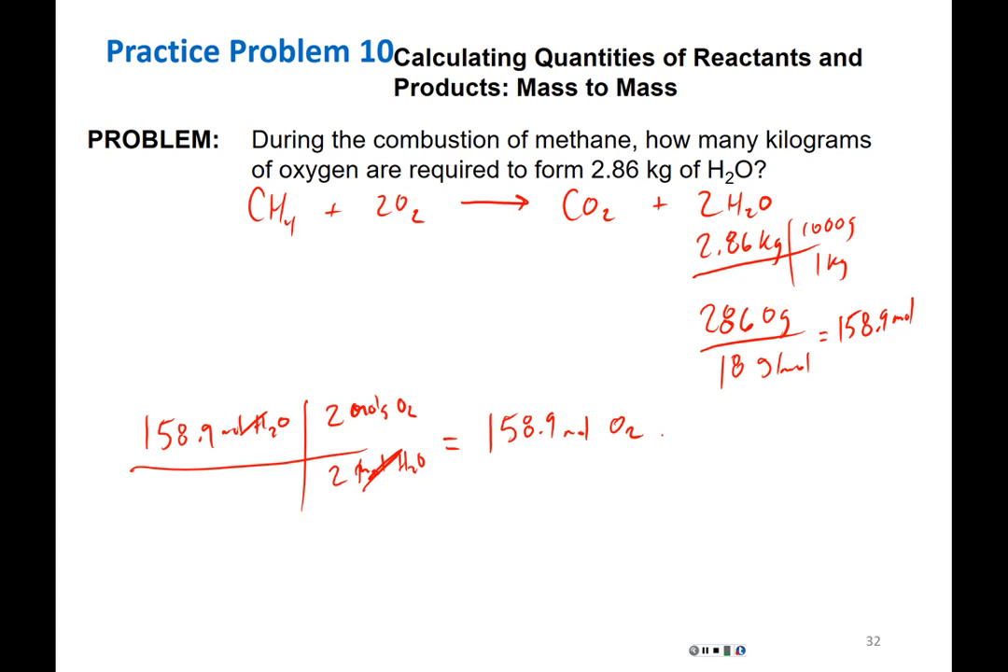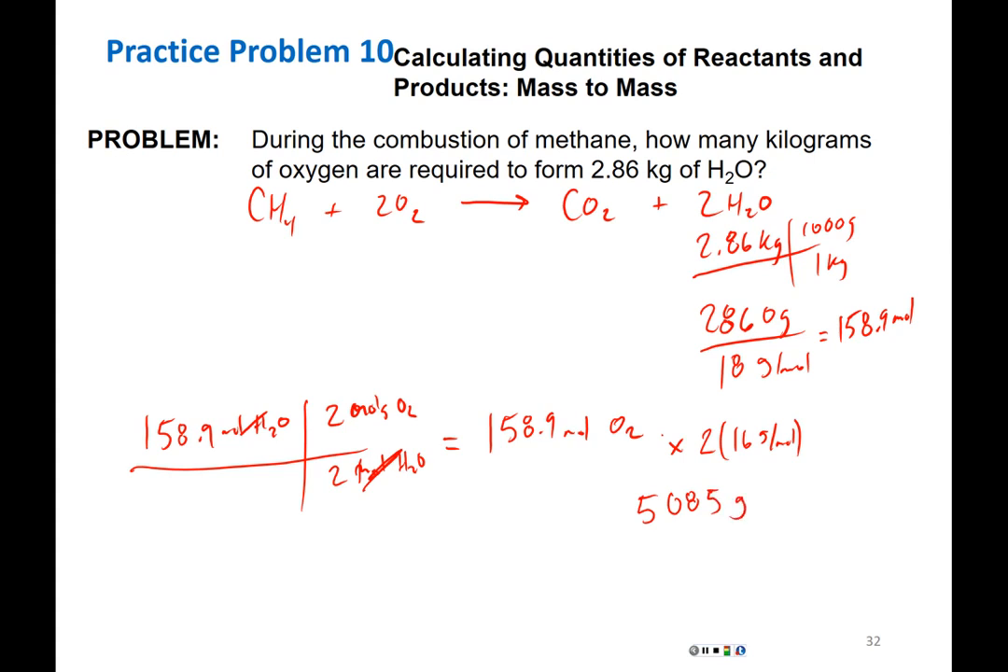So the question isn't asking for the number of moles, it's asking for the mass. So we multiply that by the molecular weight, so that would be 2 times 16 grams per mole. And let's do that real quick. 158.9 times 32, we get 5,084, basically 5,085 grams of O2.